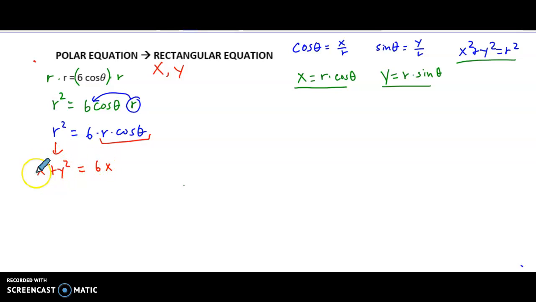And that's it. As long as we have just x's and y's, we're good. There's no r variable and there's no cosine theta. You don't even have to bring that 6x over if you don't want to. You could just leave it like this. Now some people prefer to bring it over, and you could write it as x squared minus 6x plus y squared is equal to 0.